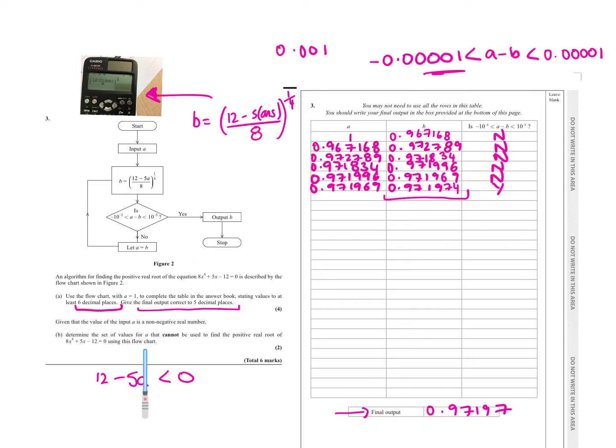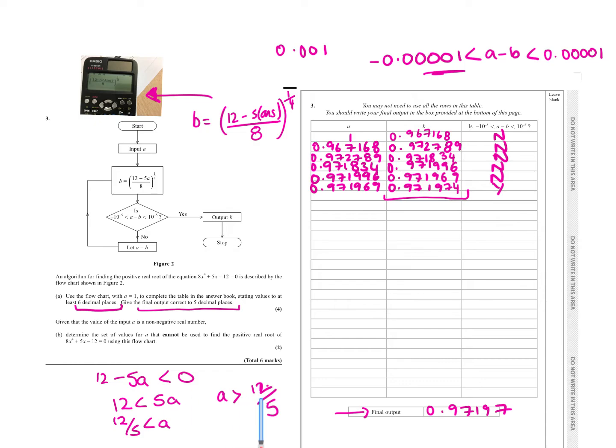Okay? So we just need to know what A cannot be. So it's when 12 minus 5A is less than 0. Okay? So 12 is less than 5A. 12 over 5 is less than A. So for any values where A is greater than 12 over 5, this will not give us a positive real root.